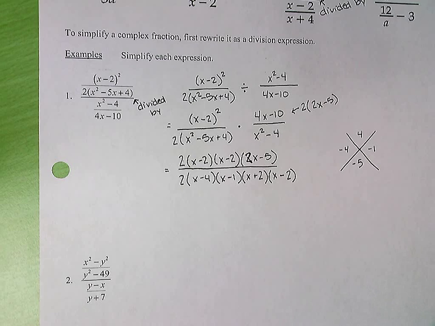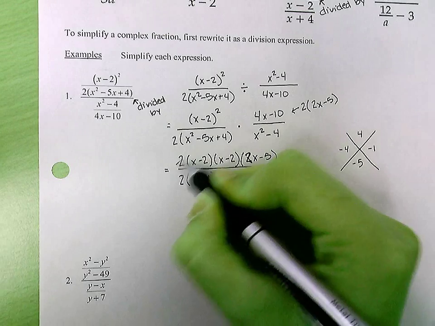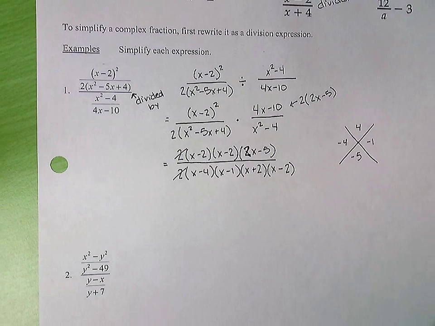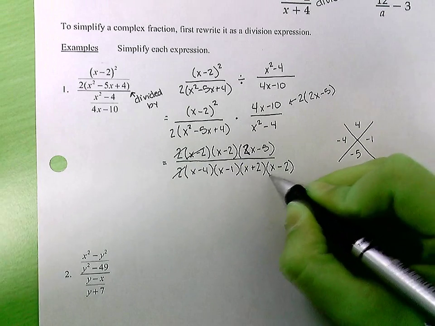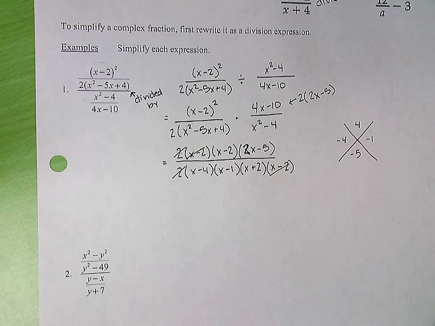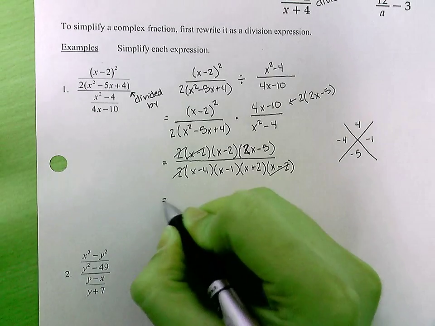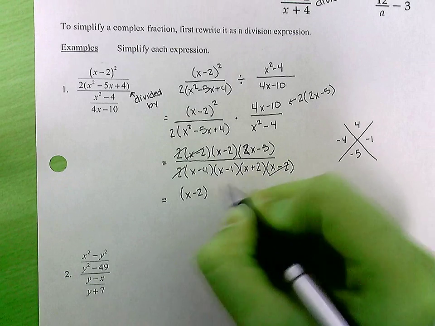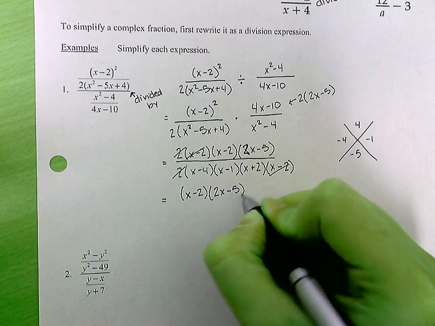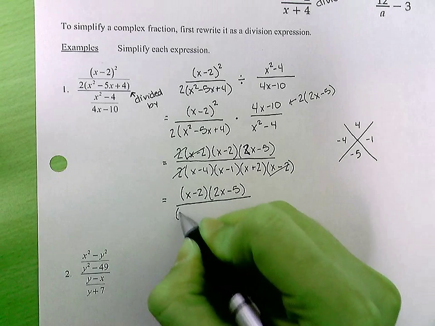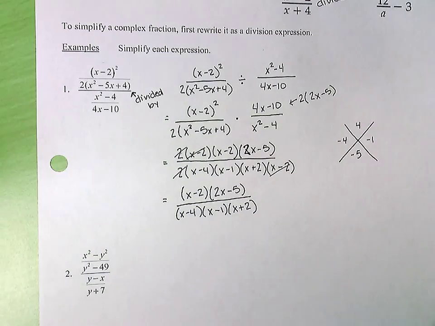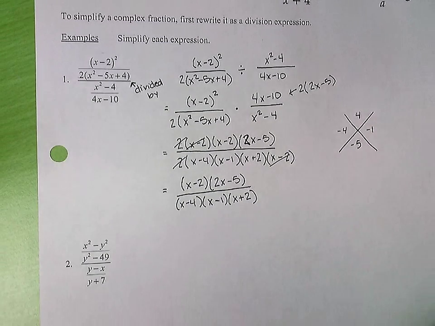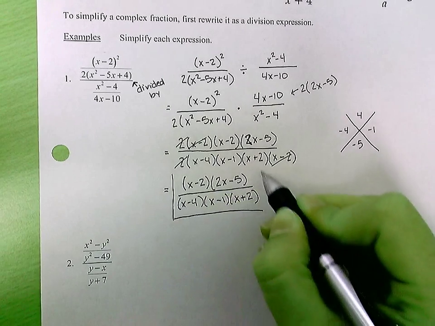From this point I can start to cancel things out. I have a 2 in the numerator and the denominator. I also have an x minus 2 and an x minus 2. I don't have anything else in common. So rewriting this out, I have x minus 2 times 2x minus 5 over x minus 4 times x minus 1 times x plus 2. And that would be your simplified answer.